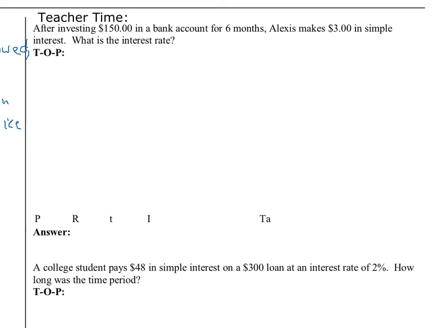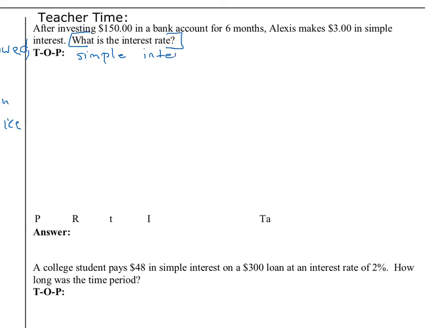After investing $150 in the bank account for 6 months, Alexis makes $3 in simple interest. What is the interest rate? So this one clearly asks us, what is the interest rate? Now this is still simple interest. It clearly states that it's simple interest.